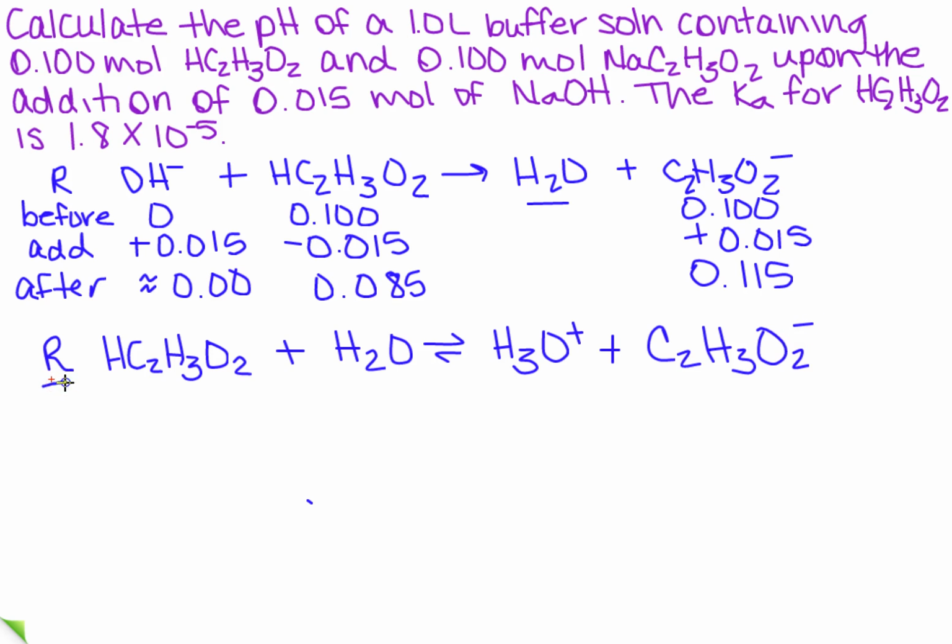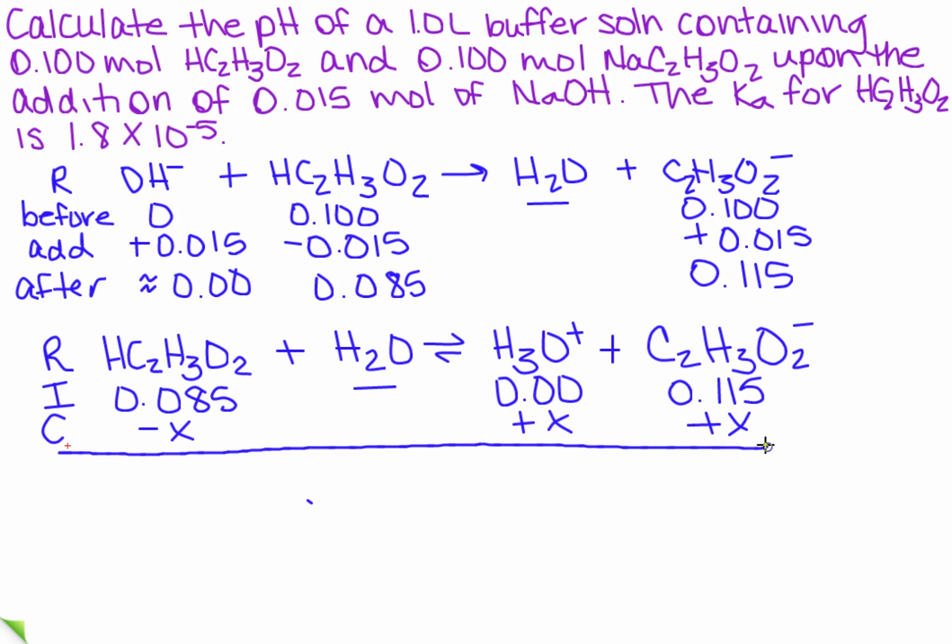Now, what are the initial conditions? The initial conditions are what we just found. So for the acid, we found that to be 0.085. Again, water we don't care about. There was no hydronium when we started, right? Because there's no hydronium in this equation. And then for the anion, we have 0.115. So what's the change? Same old, right? We subtract x on the left, and we add x on the right.